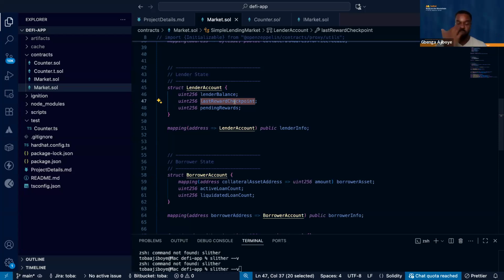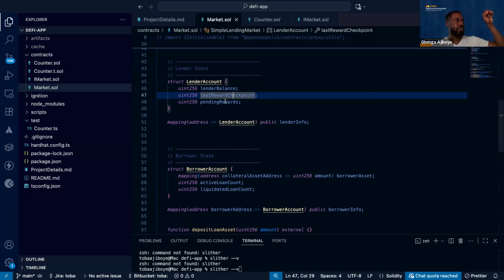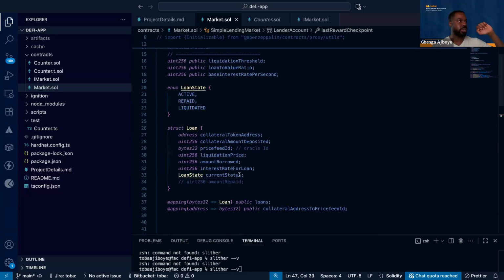When you deposit for the first time, the last reward checkpoint will be the global accrued interest rate at that particular time. Whatever that value is, we're going to store it here. So the next time you're interacting with it, it's going to check global, and then compute that current value minus this value, multiplied by the amount of shares that you have. Speaking of amount of shares, I haven't added it here. I'm going to add it once I inherit 4626.